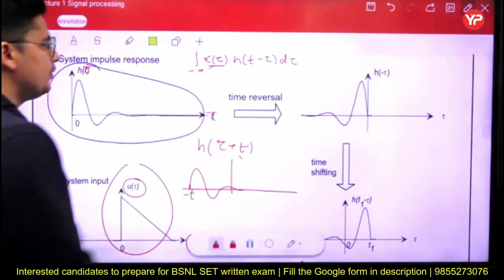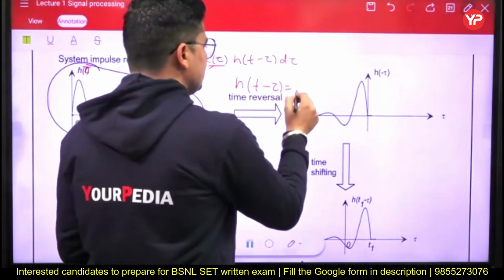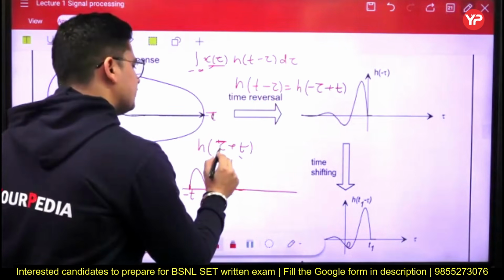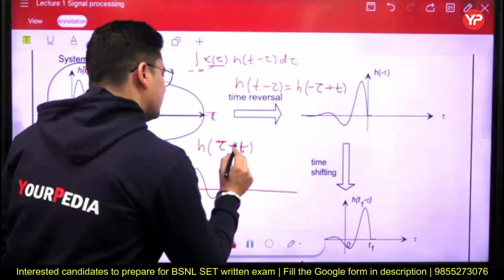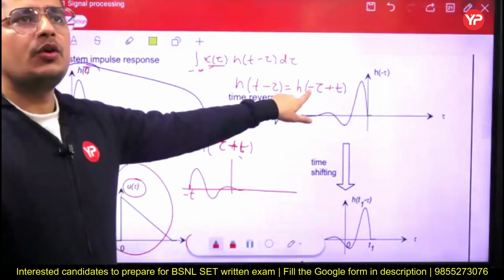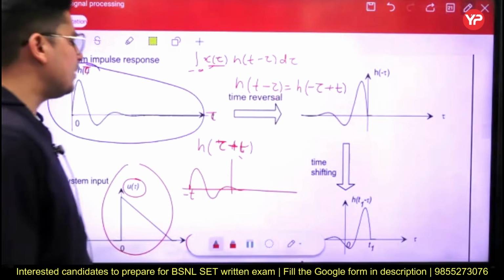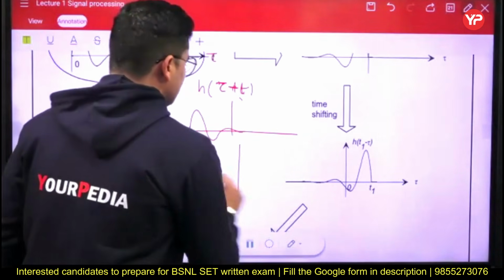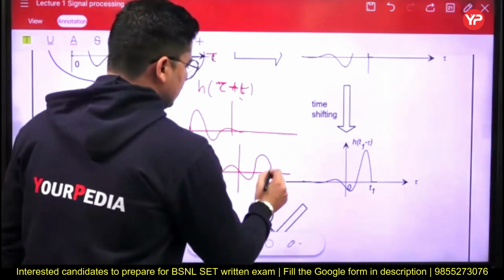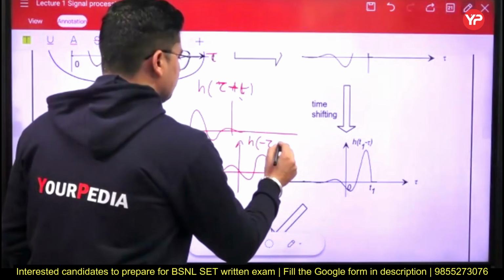After that, because we have to draw the graph of h of t minus tau, that can also be written as h of minus tau plus t. So we already drew the graph of h of tau plus t. Now we have to do the time reversal, because we want to draw the graph of h of minus tau plus t. If I do the time reversal, this graph will look like this, and this value now becomes t. So this graph is h of minus tau plus t.